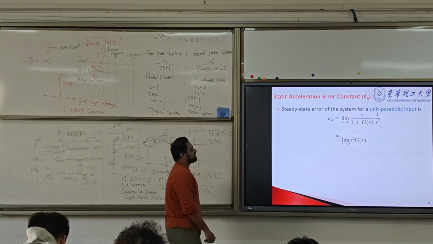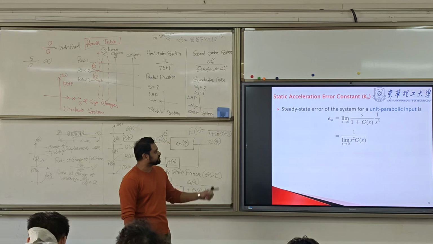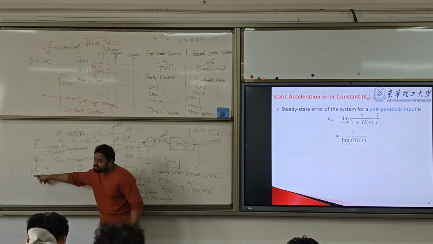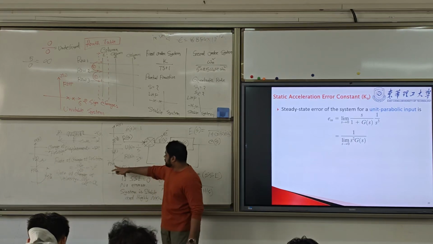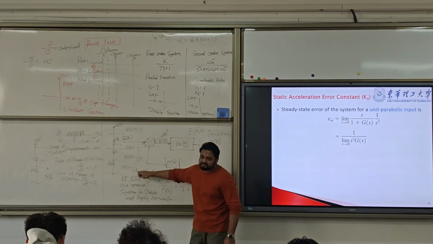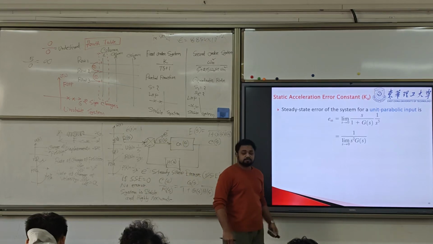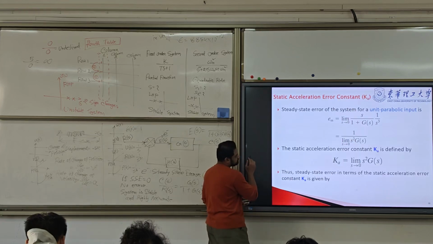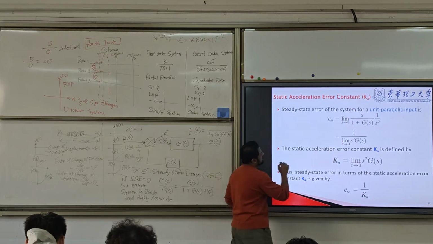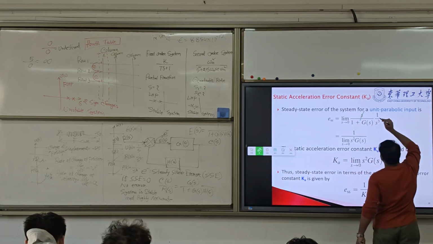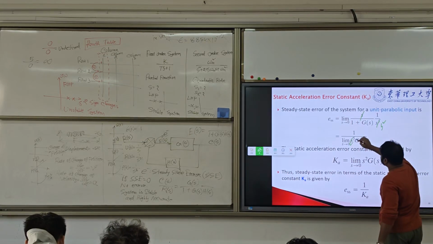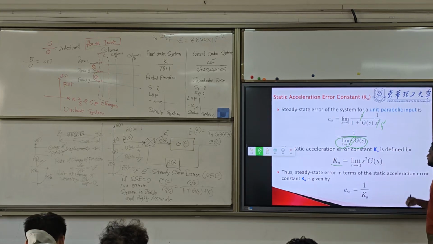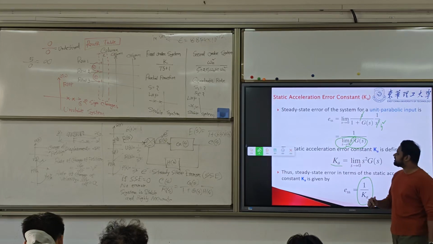Next is the Ka, the static acceleration error constant. We use it for acceleration, which is a parabolic input. For the parabolic input, our input is 1 by s cube. So here this is s squared, so we have an s squared term now. And this term we call Ka. So we can write ess equal to 1 by Ka.